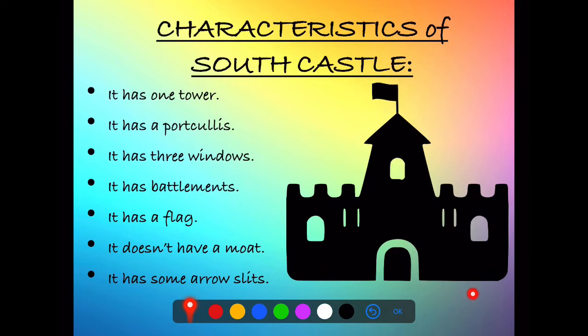It doesn't have a moat. We cannot see the moat. But it does have some arrow slits. They're here. We can see them. It has 4 arrow slits.